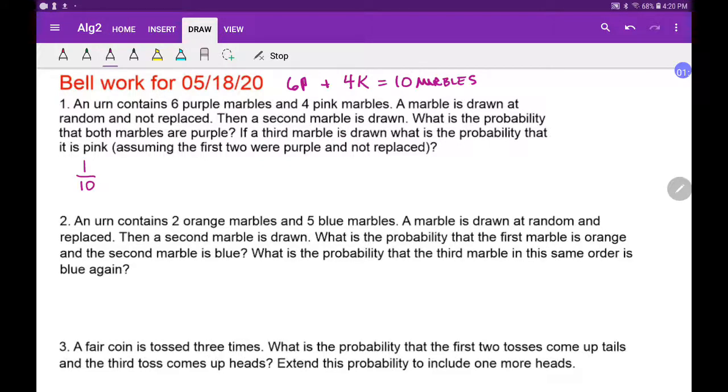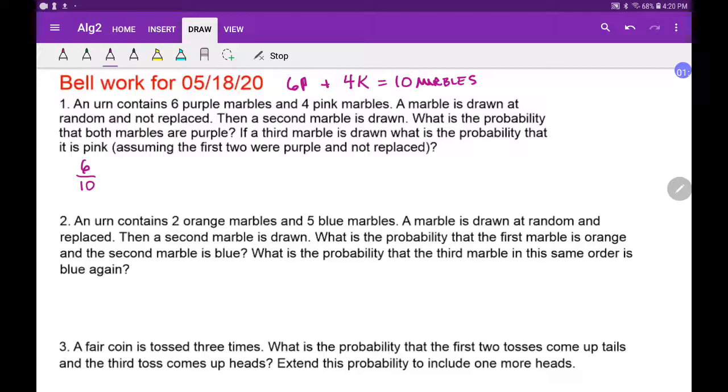And then I didn't replace the first marble I took out, and I want the second one to also be purple. Wait, did I say 1 out of 10? Hold on. How many are there? There's 6, right? There's 6 out of 10. So the probability is 6 out of 10, not 1 out of 10. I took 1 marble, but there's 6 purple.